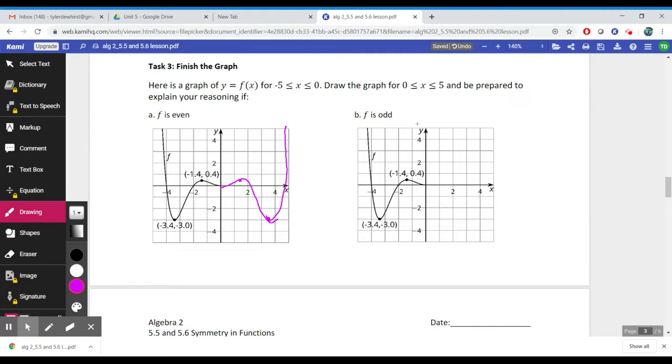For part B, we're operating under the assumption that f is odd. So that means when I switch the sign on the inputs, I also have to switch the sign on the outputs. So negative 1.4, 0.4 is still on the graph. Now when I switch these signs, we also have to switch the sign on the output. So positive 1.4, negative 0.4 will be on the graph. That'll be right about here somewhere. Also, negative 3.4, negative 3.0 is on the graph. So positive 3.4, positive 3.0 will be on the graph. That'll be somewhere right about here.